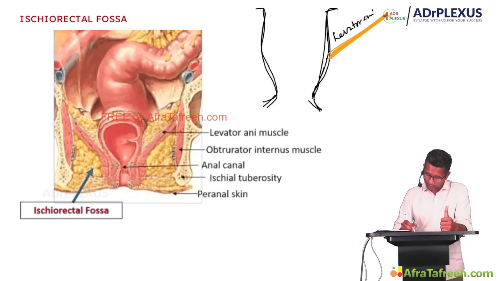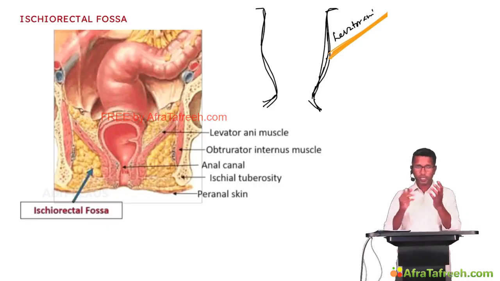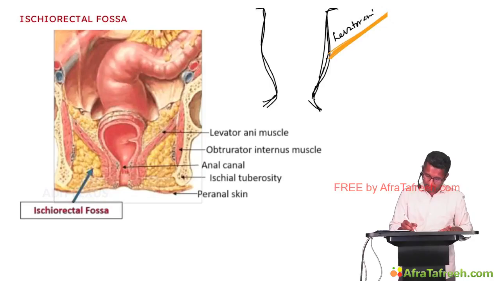So what you see here is in the ischium. You have got three parts, so I am just drawing the ischium here. Now on the inner aspect of the ischium, you can see a muscle which is attached. The muscle attached to the inner aspect of the ischium is called the obturator internus muscle.